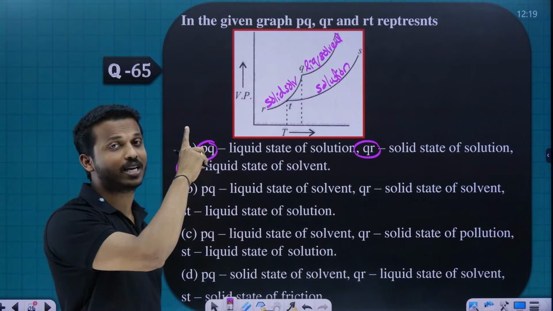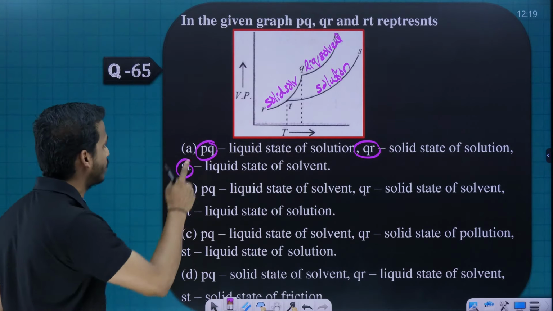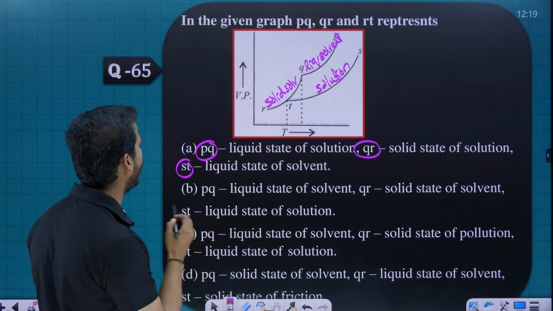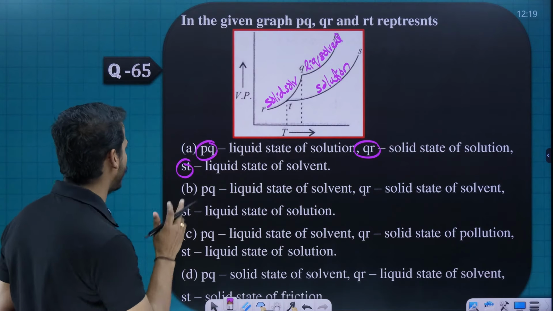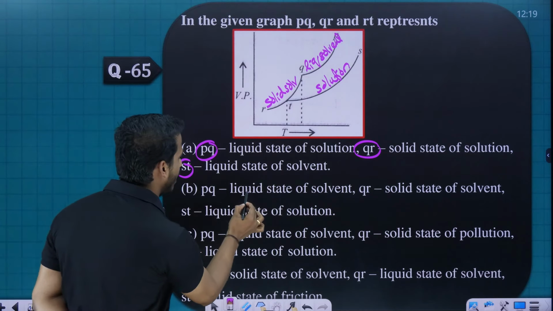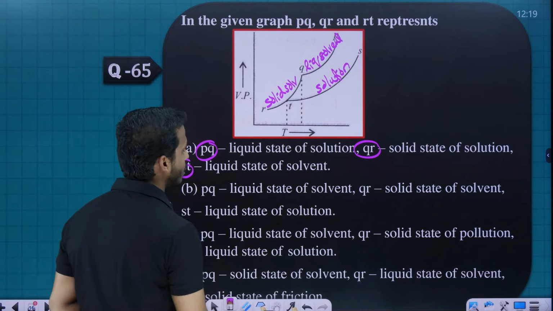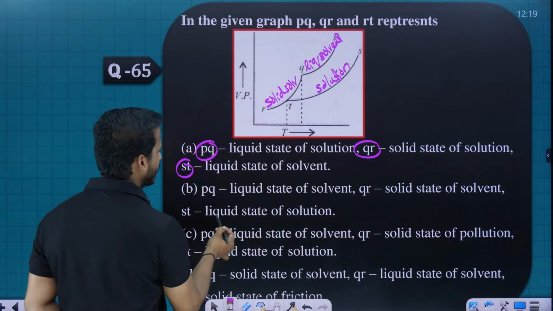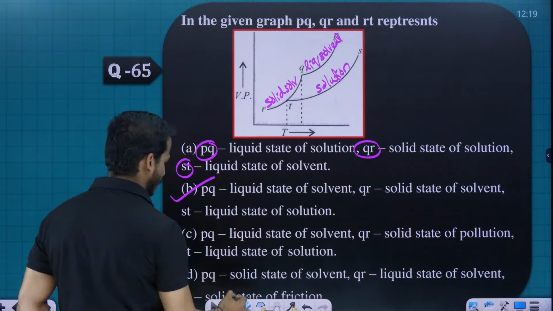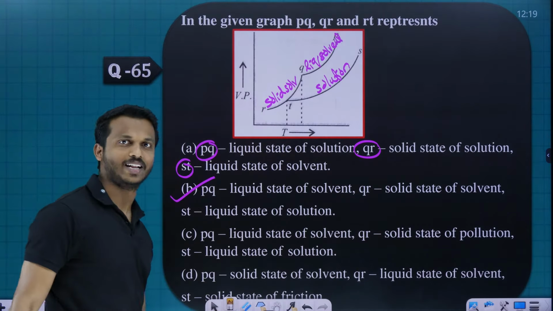The same graph we discussed in elevation of boiling point also. This is freezing. So PQ represents the liquid state of, not the solution, the solvent, okay. PQ represents the liquid state of solvent, yes. QR represents the solid state of solvent, yes. And ST the liquid state of solution, yes. Let's go with option B as the answer.